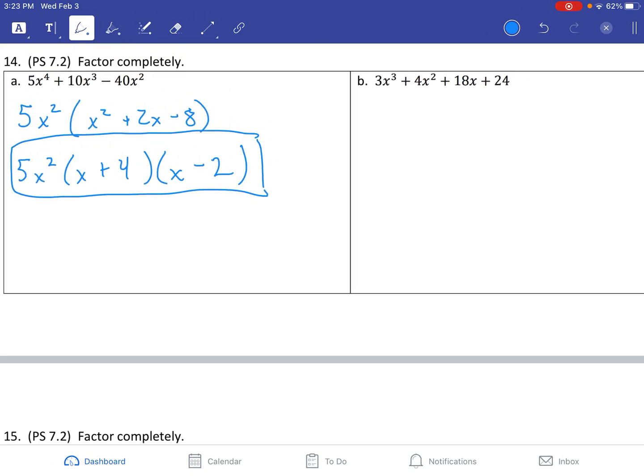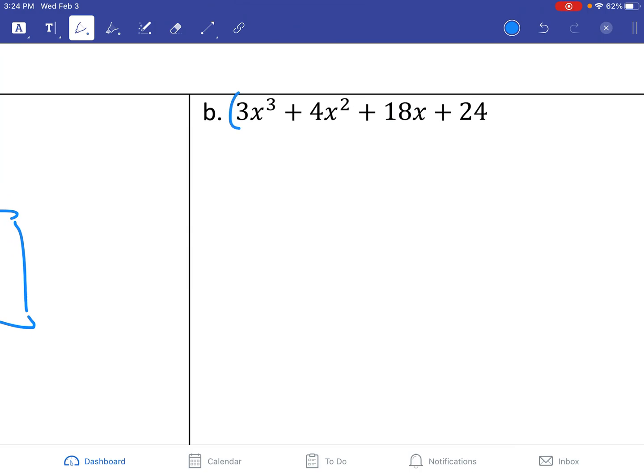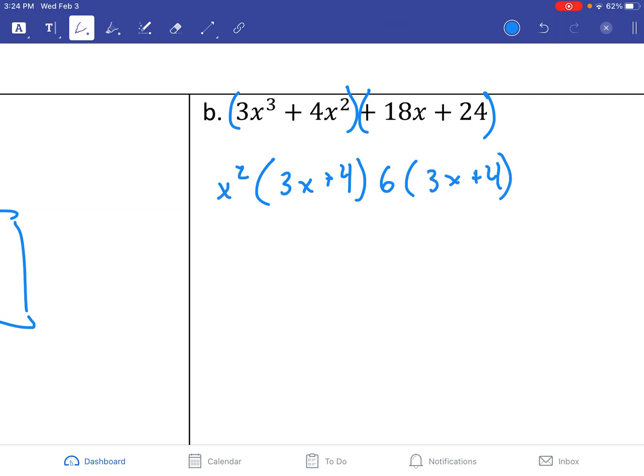Next, there are 4 terms in here, so we're going to do a factor by grouping without having to find the 2 terms in the middle. So we're going to group these right away, the first 2 and the last 2. Okay, out of the first set of parentheses, I can take out an x squared. What's left over is 3x plus 4. On the second set of parentheses, I can take out a 6. And I'll be left with 3x plus 4.